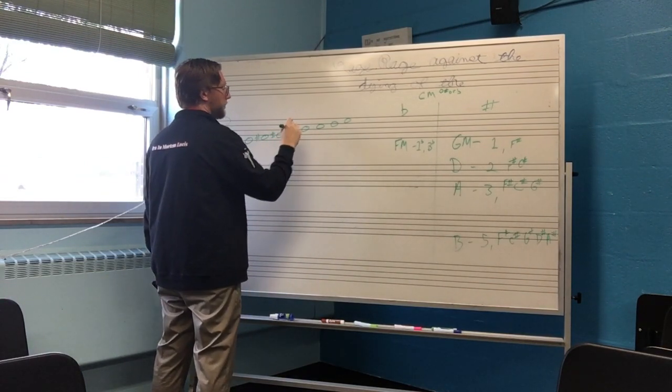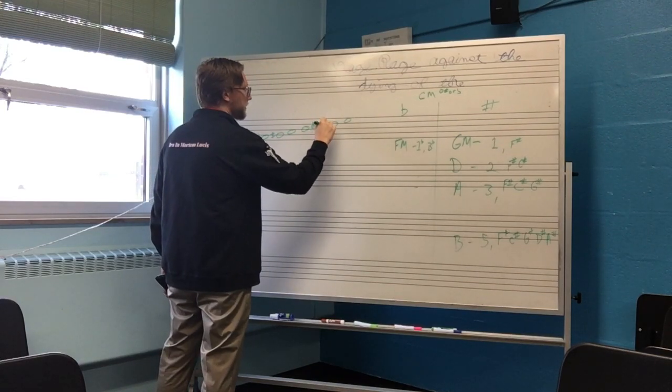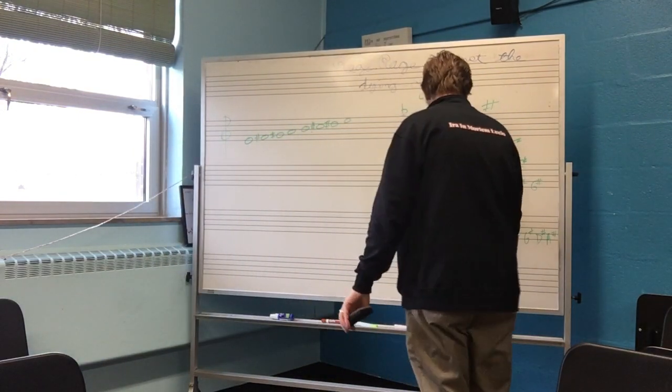Now that's a half step, that needs to be a whole step, that needs to be a whole step, good. 1, 2, 3, 4, here's the one with 4. Bingo.